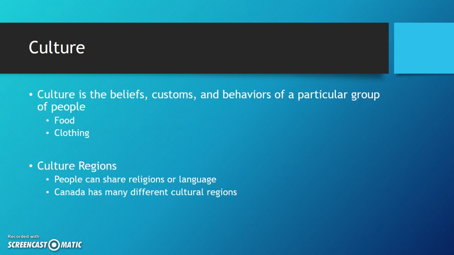Then we have culture. Culture is the beliefs, customs, and behaviors of a particular group of people. So examples are food and clothing. We have these things called culture regions as well. So people can share religions or language. Sometimes they only have one, like in France. France has 2 very distinct culture regions. Canada has many different ones. America has many different ones.